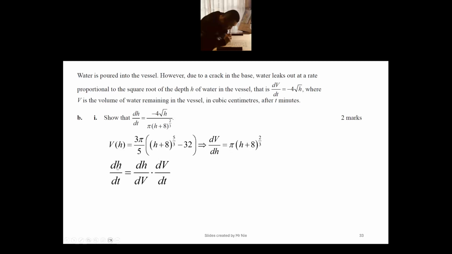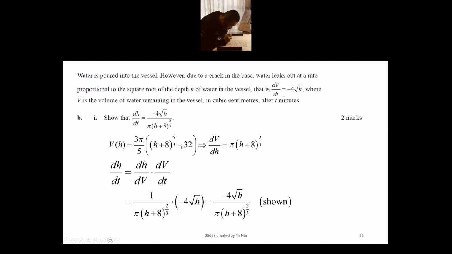One possible version is dh/dt equals dh/dV times dV/dt. So dh/dV is the reciprocal of this derivative, and dV/dt is minus 4 root h. You must show clear substitution, especially when you multiply this negative quantity. Make sure you put a bracket around it, otherwise it may look like a fraction subtract 4 root h. Then it's the answer provided in the question stem.